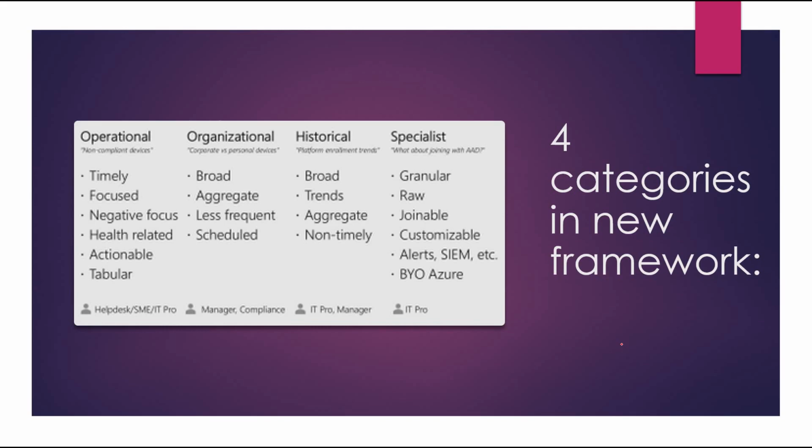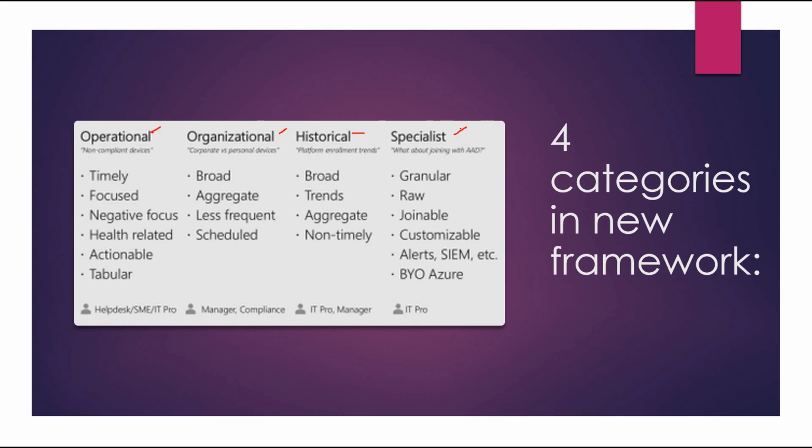You can understand it this way: there are more or less four kinds of reports that you can get from Intune, if you would call it that way. You can get an operational kind of report, an organizational kind of report, a historical kind of report, and a specialist kind of report. This is how I would be explaining it.